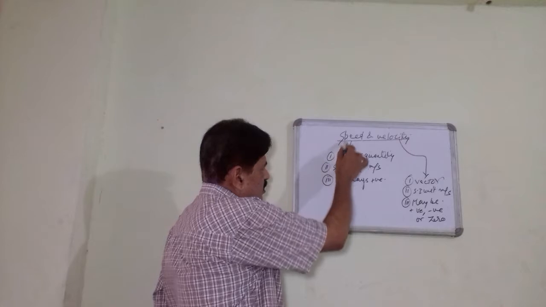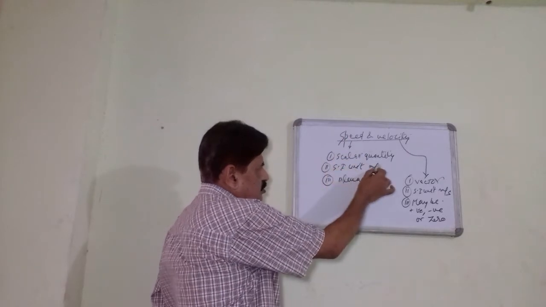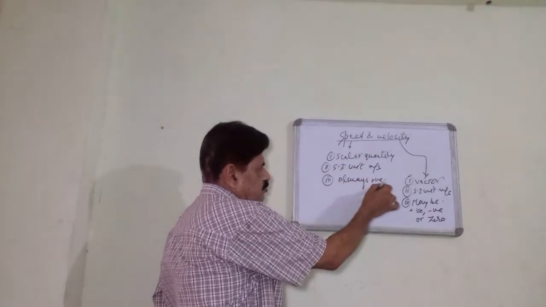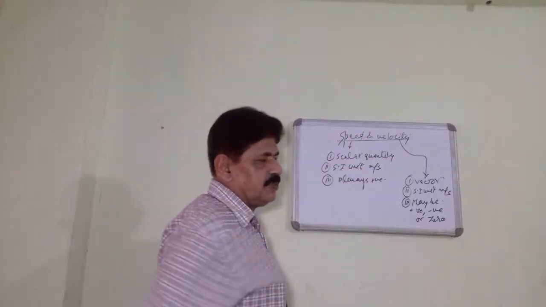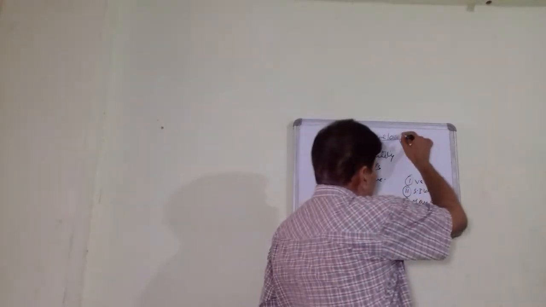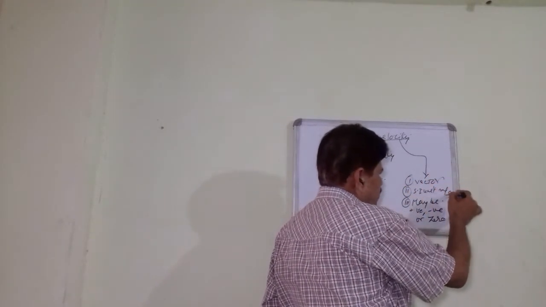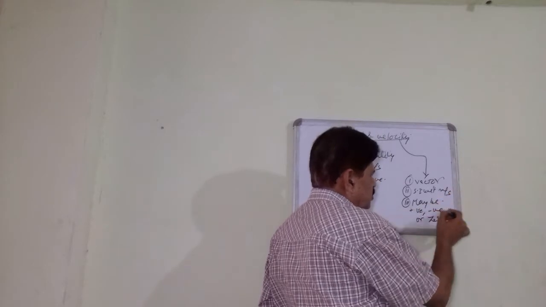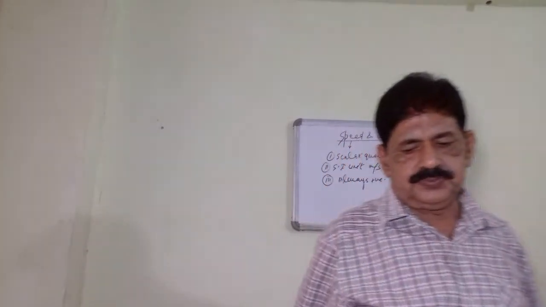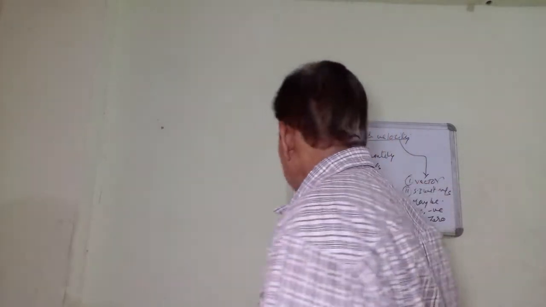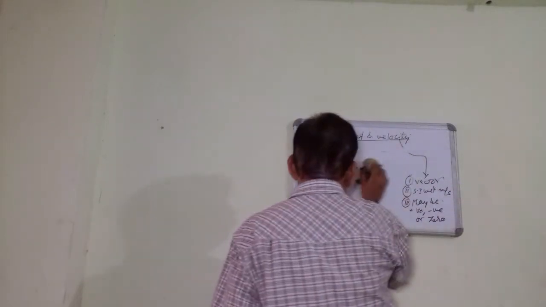Speed is a scalar quantity, SI unit meter per second, always positive. This is the introduction of speed. Velocity is a vector quantity, SI unit meter per second. It may be positive, negative or zero. So now we should discuss the details of speed.